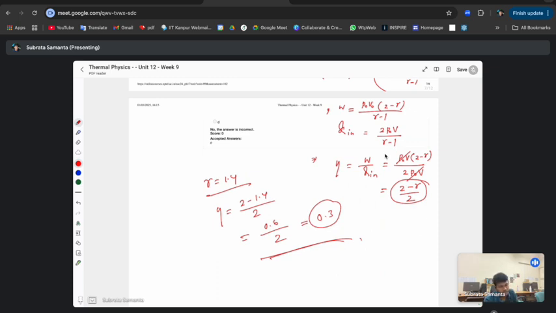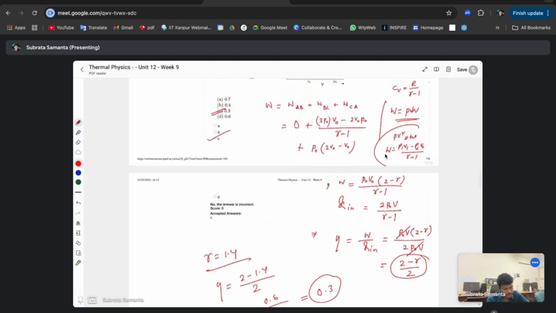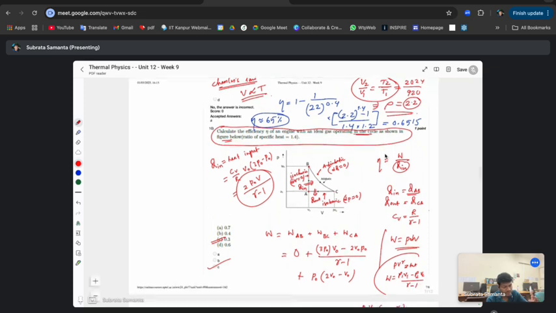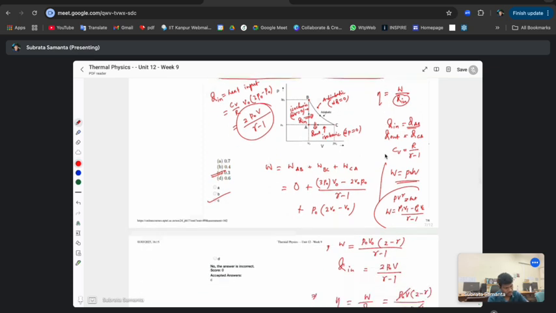So first we calculate the work done, W, for the three processes: A to B, B to C, C to A. A to B is at constant volume, so its work done is 0, and B to C is adiabatic. We know how to calculate the work done for the adiabatic process and also for the isobaric process. P is constant, so it's just P dV. The volume changes, that's why its work done is positive, and we add these up.